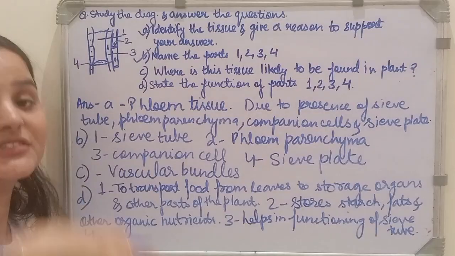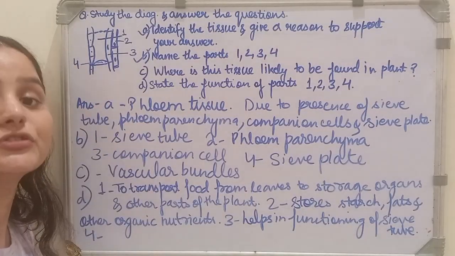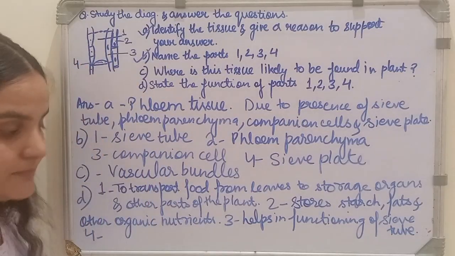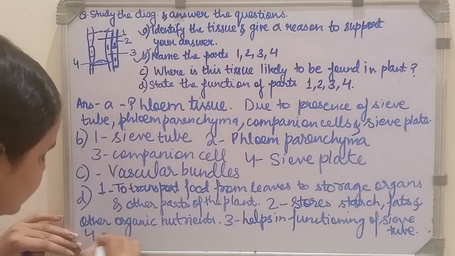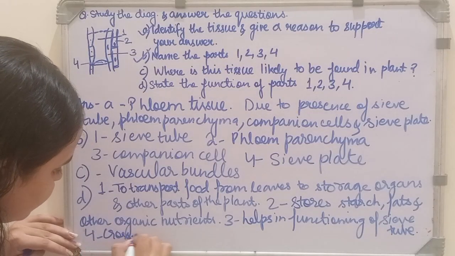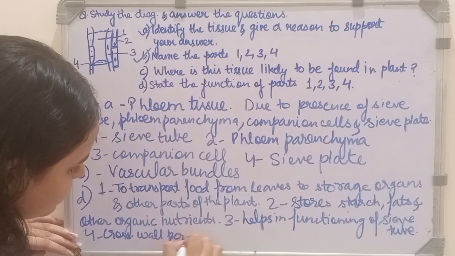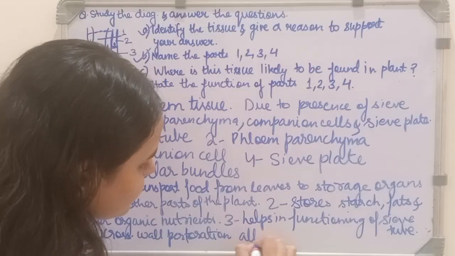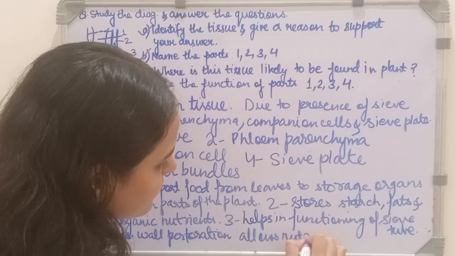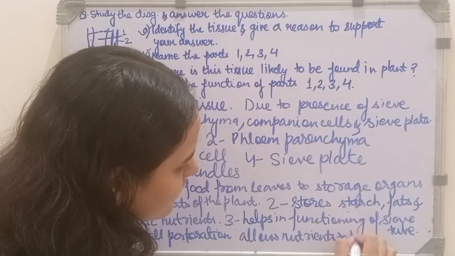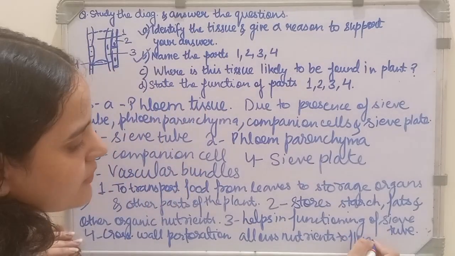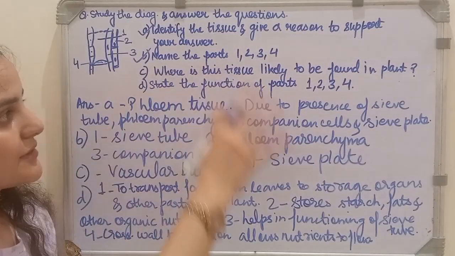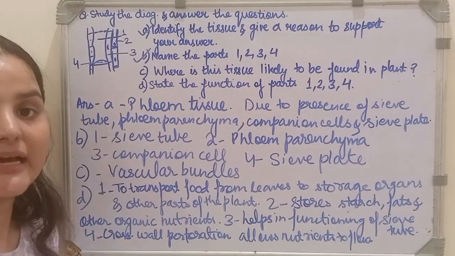Now the function of the last part, which is sieve plate. So this sieve plate is perforated to allow nutrients to flow through it. So presence of perforation in its cross wall allows nutrients to flow. Perforation means a small opening. Cross wall perforation allows nutrients to flow and to move to the next sieve tube element. So this was all about this question.